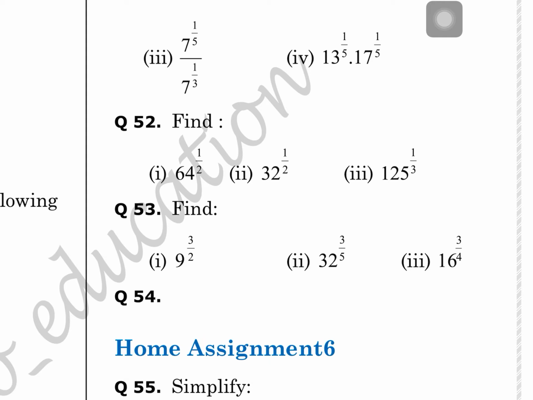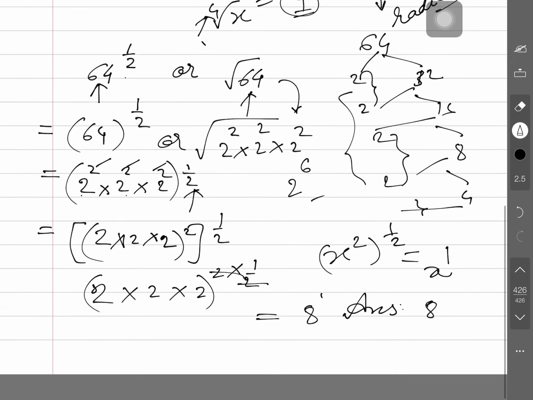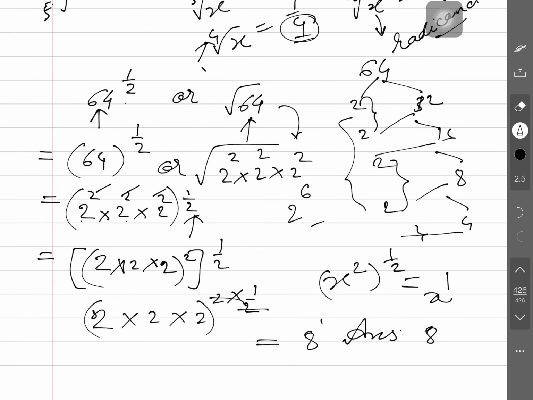Similarly, 53 is to be done here. This I am telling the first question of 53. The most difficult is the third. This third question I am telling you: 53 third, 16 to the power 3 by 4. So the same 16 can be written as 2 into 2 into 2 into 2, and it's to the power 3 by 4.